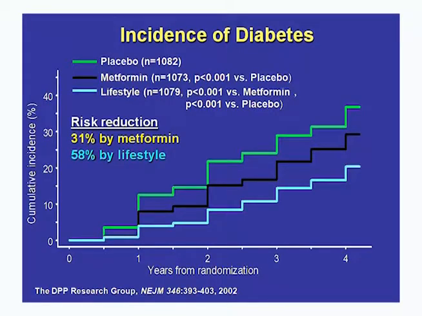These are the results overall for the population. The people at the top are those who received the placebo, the green at the top, and what you can see is how quickly they progressed from pre-diabetes to diabetes over time. The people in between are the metformin group, that's in the black. Compared to those who just received routine advice, they were 31% less likely to develop diabetes. And then lifestyle produced a reduction of 58% in risk compared to just routine standard advice.